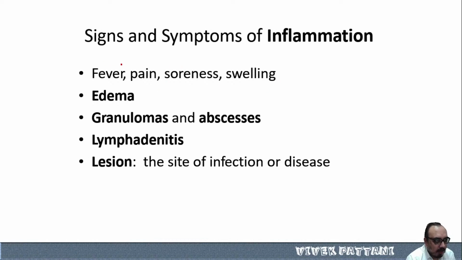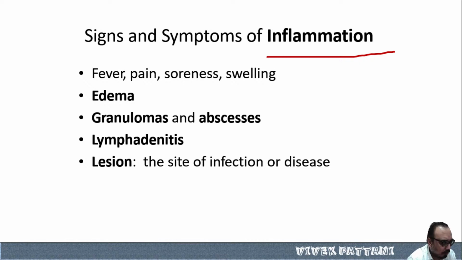And these are some of the examples of symptoms when you may have an inflammation, which include fever, pain, soreness, swelling, edema, granulomas, abscess, lymphadenitis, lesion. These are the conditions where you may have an inflammation.